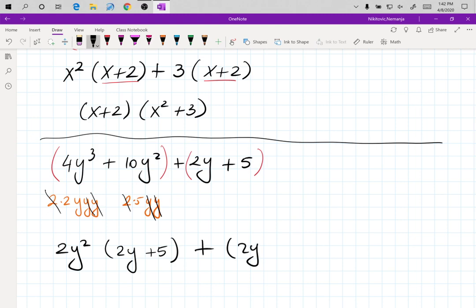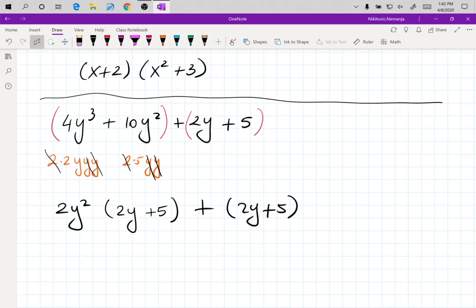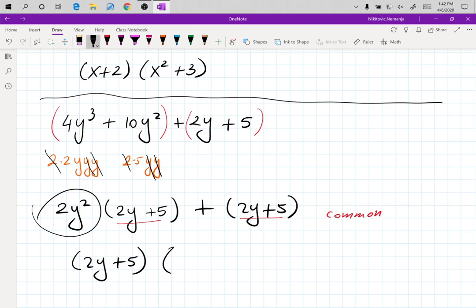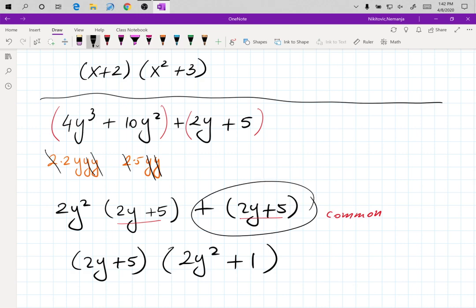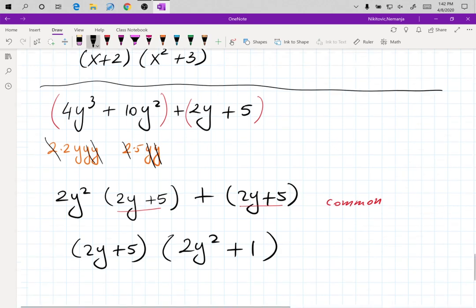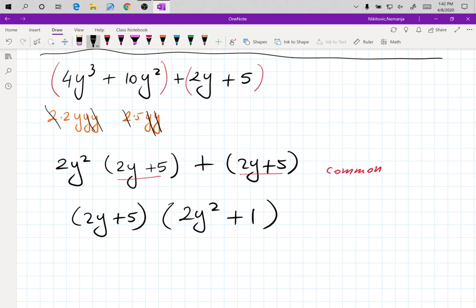Plus, and over here you have 2y plus 5. Hey, that's the same. Nice. So this and this is common. So we can factor it. Factor it means put it in front. And now the leftovers. The leftover over here is 2y squared plus 1, because everything factored. When everything factors, you put either plus or minus 1 depending on which sign you have. So in our case now it's plus 1. And it's factored. Yay!